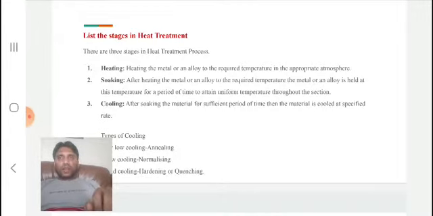And soaking is, after heating the metal or an alloy to the required temperature, the metal or alloy is held at that temperature for a period of time to attain uniform temperature throughout the section. So heating is not sufficient. Whatever temperature we want to reach, at that temperature the material should be held for some time, so that the temperature throughout the metal will be uniform, and the grain size will also attain uniformity.